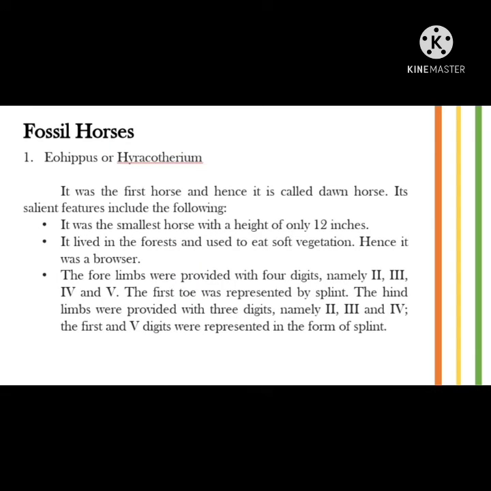The first one is Eohippus or Hyracotherium. It was the first horse known as the dawn horse. Its salient features are the following. First, it was the smallest horse with a height of only 12 inches. It was a browser since it lived in the forest. It used to eat soft vegetation.